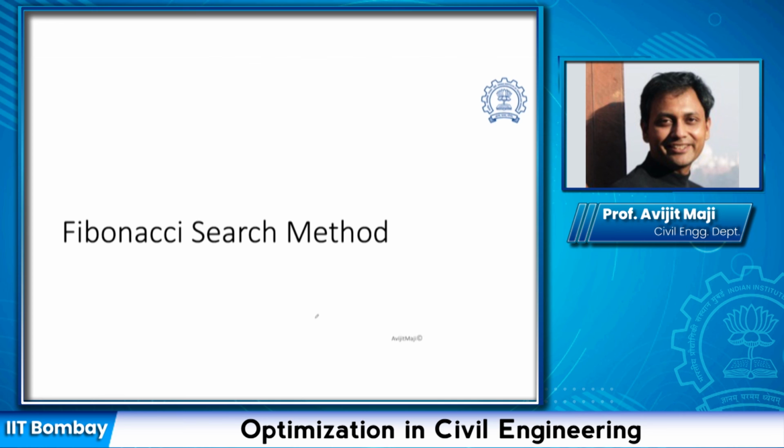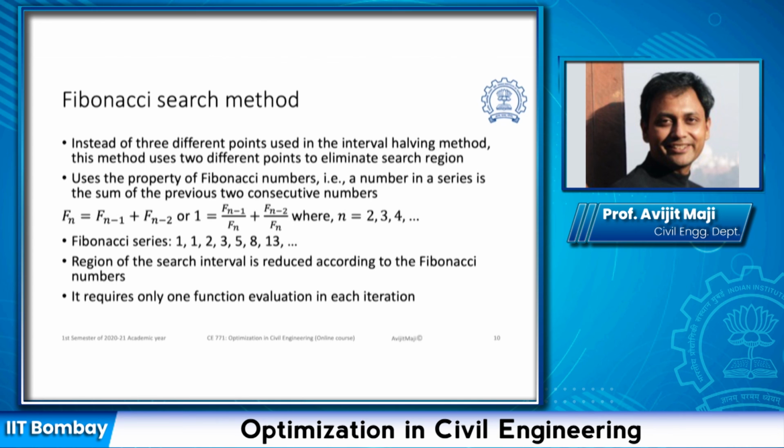Let us understand the Fibonacci search method. In the interval halving method, as we had said, we need to evaluate two function values at each iteration, except the first iteration where we had to evaluate 3 function values. Now, instead of introducing 2 new points in each iteration, if we can introduce only 1 new point, then we need to evaluate only 1 function value at each iteration.